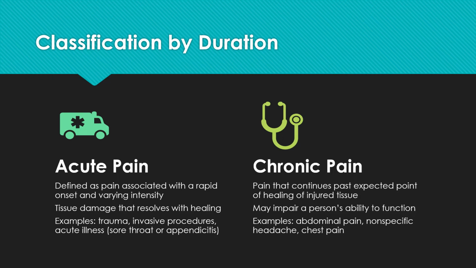If we're talking about chronic pain, that's going to continue past the expected point of healing. It can be continuous, it could be intermittent. It may really impair a person's ability to function. So some of the examples for that would be abdominal pain, very nonspecific headache, or even chest pain that could go past the point of the expectation of that healing.